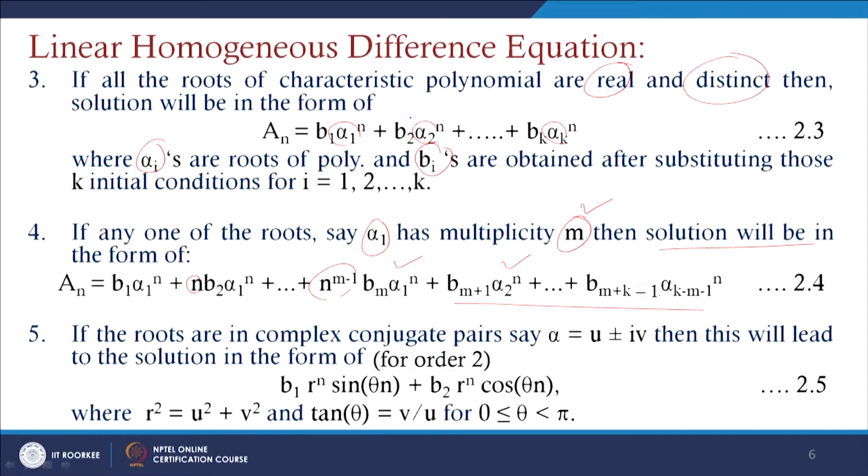If the roots are in complex conjugate pairs, say alpha equals u plus or minus iv, then this will lead to a solution in the form of b1 r to the power n sin n theta plus b2 r to the power n cos n theta, where r square is u square plus v square and tan theta is v by u, for theta lying between 0 and pi. So theta is greater than or equal to 0 and it should be less than pi.